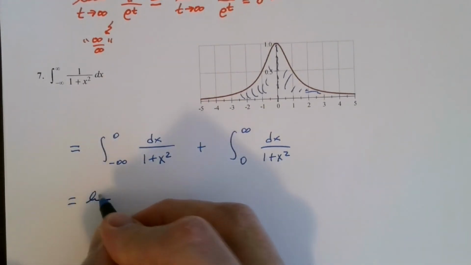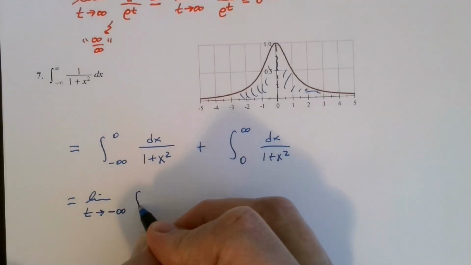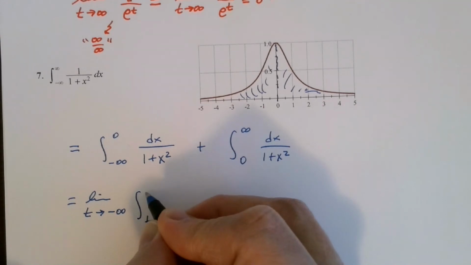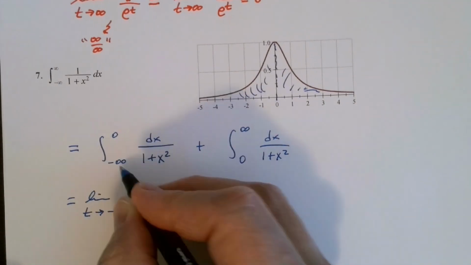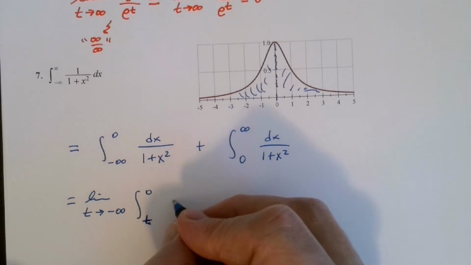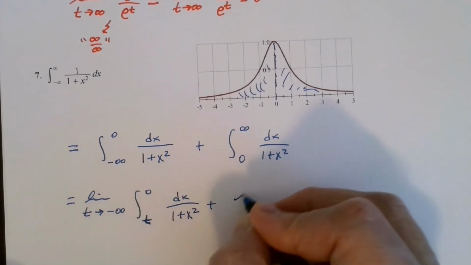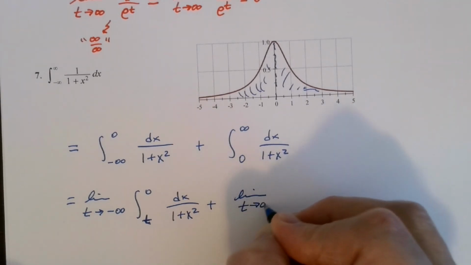This is the limit now as t goes to what? Minus infinity, right? Because our lower limit is going to negative infinity, so I let t be down here and go to minus infinity. And then over here I have the limit as t goes to positive infinity.